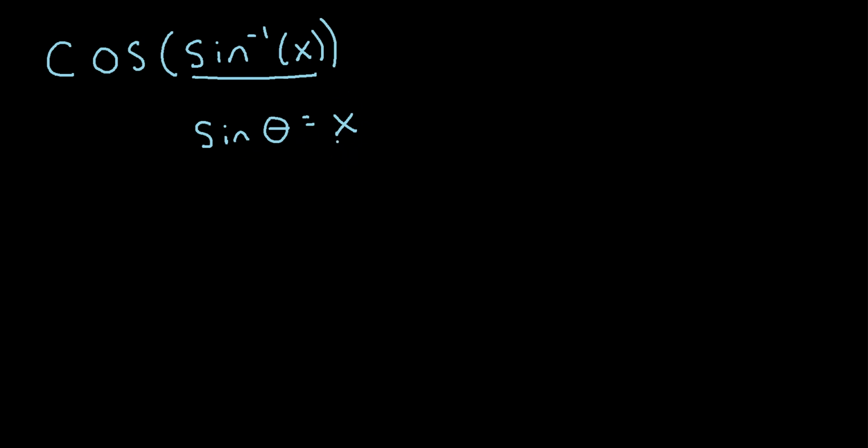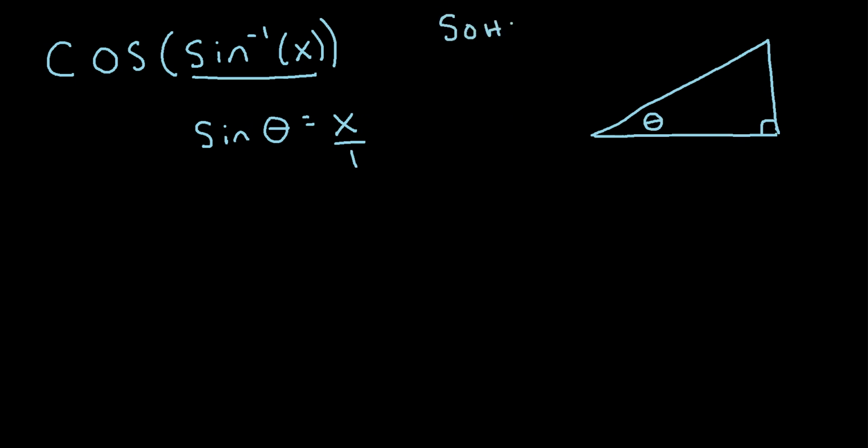Now, if we want, we can write x as x over 1, and here's why. If we imagine that we have a right triangle right here, and we're saying we have some angle where the sine of that angle is equal to x over 1. Now, if you'll recall the acronym SOHCAHTOA, the sine of an angle is calculated as the opposite side divided by the hypotenuse of the triangle. So the opposite side, we're told, is x. So let's write an x right here, divided by the hypotenuse, which we're told is 1.